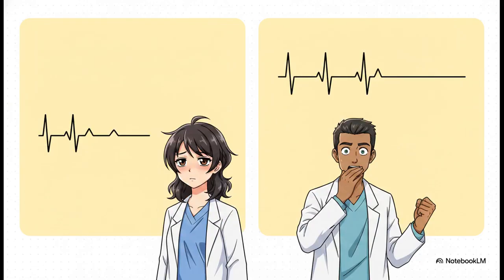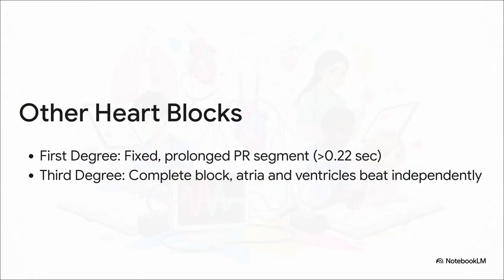Now we need to carefully distinguish between the two types of second-degree heart blocks because these are huge points of confusion for students. Think of Mobitz type 1 like someone getting more and more tired. The PR interval gets longer and longer and longer, until finally a QRS beat is just completely dropped. Mobitz type 2, though, is much more dangerous. The PR interval is totally constant and normal, but without any warning at all, it suddenly drops a QRS beat randomly.